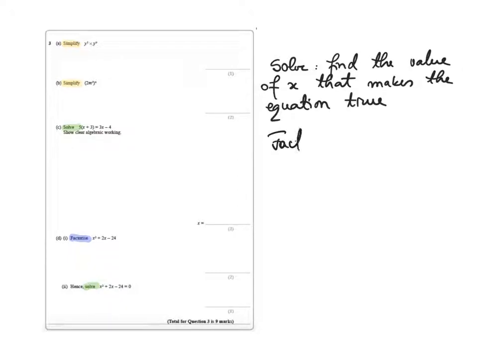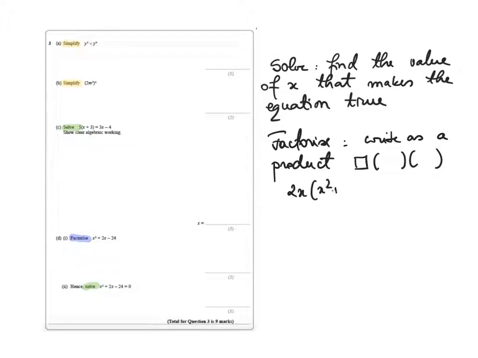Factorize means write as a product of factors, of course. So it can be an expression times something in a bracket times something in a bracket, but I cannot have, for example, 2x bracket x squared plus 1 plus 3. This is not fully factorized because of this plus here. I can have 2x times x squared plus 1. So this is a factor and this is another factor.